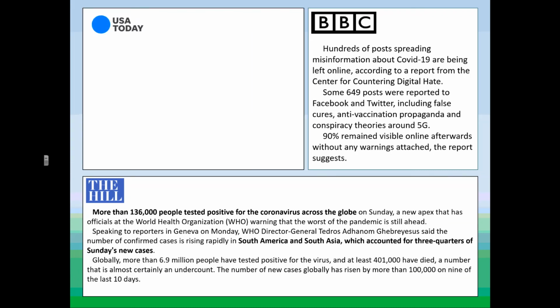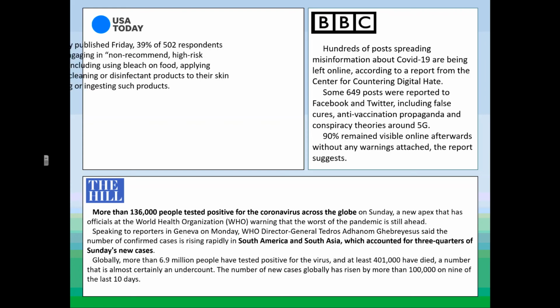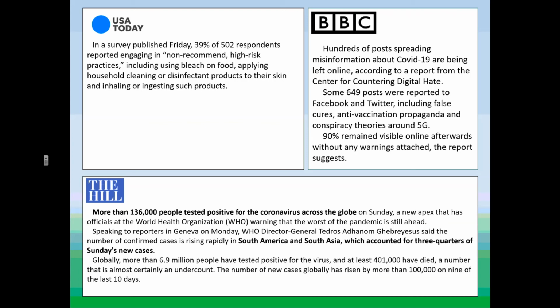And then, of course, from USA Today, I found this while reading, and it made me so sad, and I had to talk to you about it. In a survey published on Friday, 39% of 502 respondents reported engaging in non-recommended high-risk practices, including using bleach on food. Say that again. Including using bleach on food, applying household cleaning or disinfecting products to their skin, and inhaling or ingesting such products. What are people doing? What? Don't drink bleach! What the?